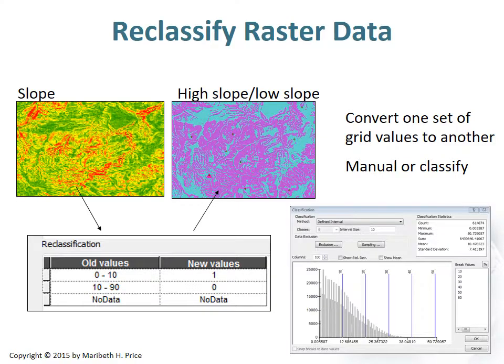So the reclass tool, appropriately enough, here we go. We've got slope. We want to class the slope into two slope classes. We're only interested in, let's say this was in degrees, so our input raster slope has degrees 0 to 10, 10 to 90, and we only want 0 to 10. So we reclass that as 1. Everything else we reclass as a 0.